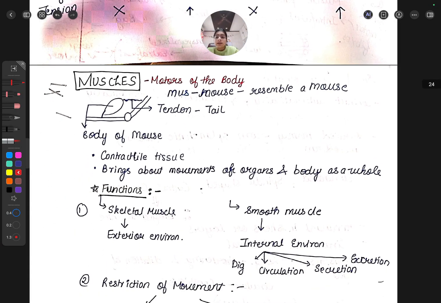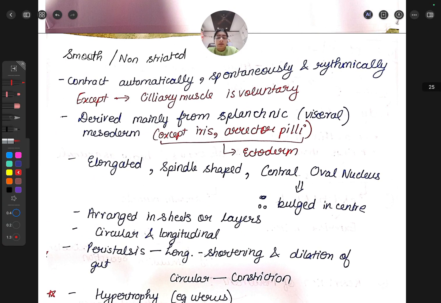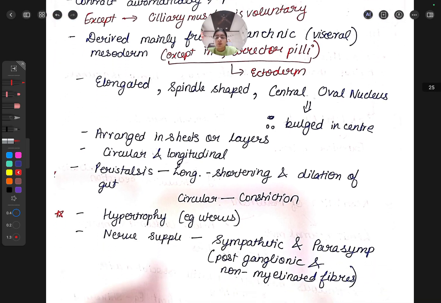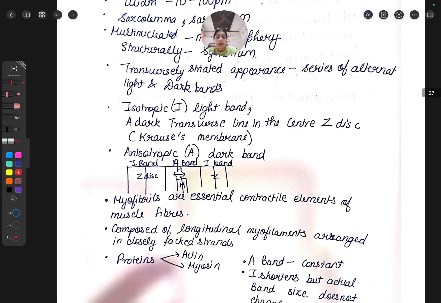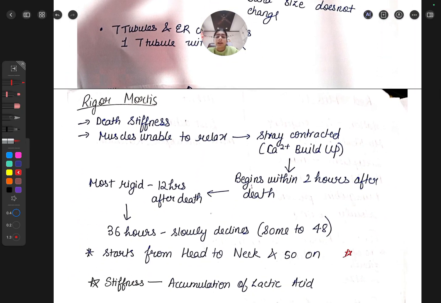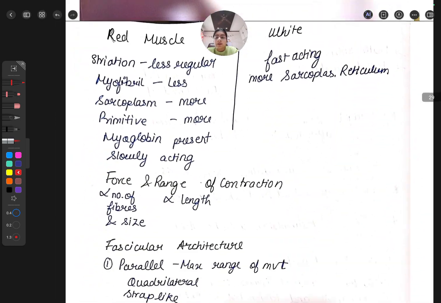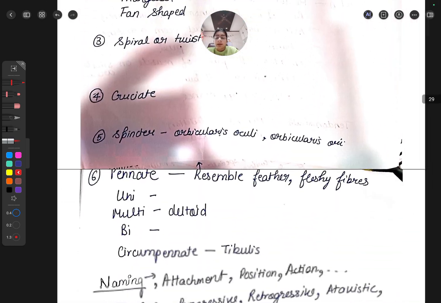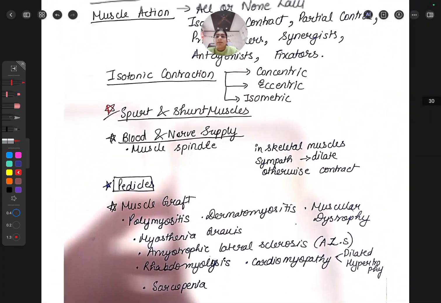Now muscles. Next is just short notes on the smooth muscle, cardiac muscle, and skeletal muscle. I won't discuss it right here because this is for your exam notes purpose. You can access it from my Telegram group, whose link has been given in the description box. Next is rigor mortis. You can refer to it also. Parts of a muscle, the difference between fascicular architecture. This is just a repetition, just for your exam purpose.